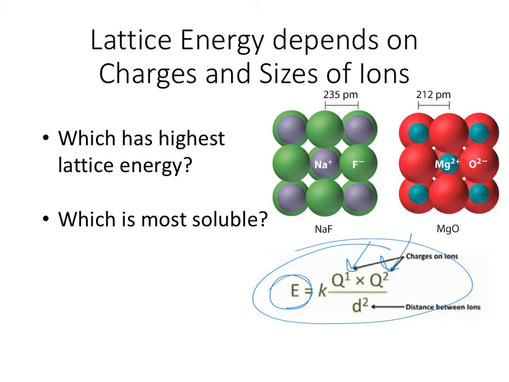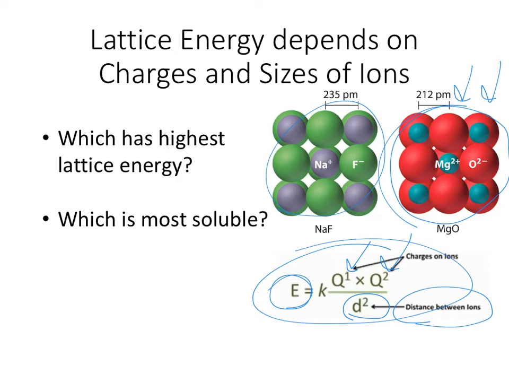That makes sense, right? So magnesium oxide would have a higher lattice energy than sodium fluoride because the cation and anion have a charge of 2. It's also dependent, but to a lesser degree, on the distance between the ions, which is basically a function of the size of the ions, okay? So very small ions can get closer together, which would increase the attraction. Very large ions can't get as close, so they are not as attracted to each other.